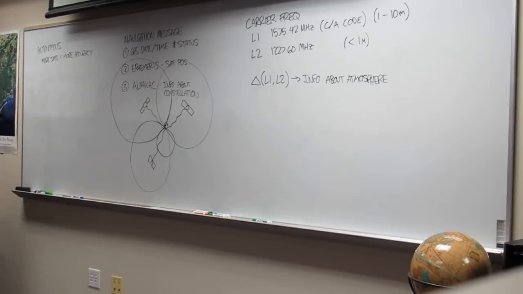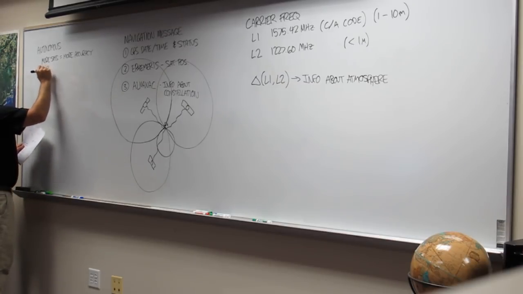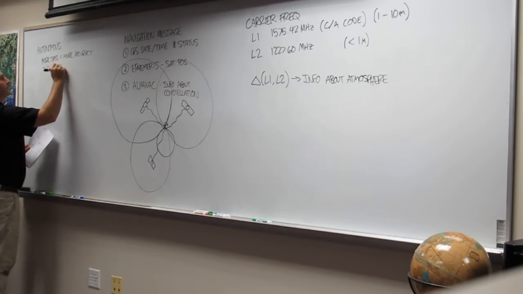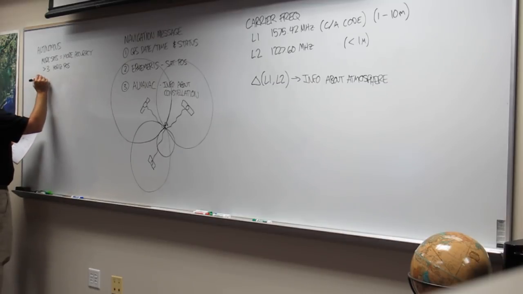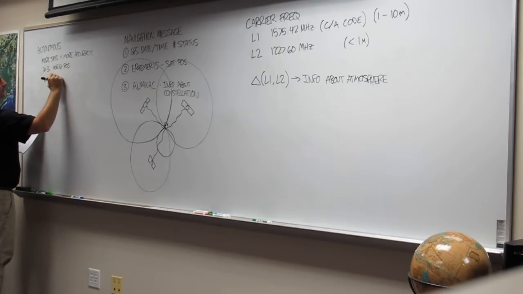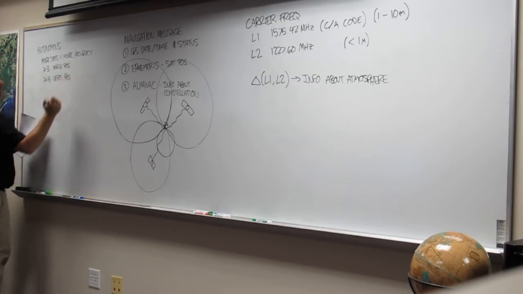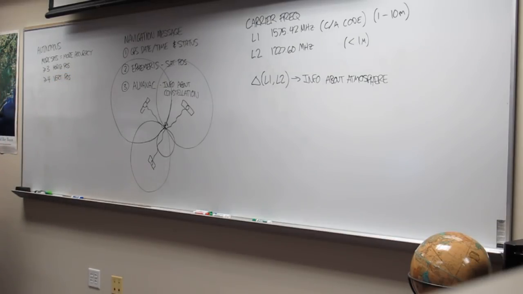More satellites equals more accuracy. Again, you need to have greater than 3 to get any horizontal position, and greater than or equal to 4 to get a vertical position. So the more satellites you have, the more accurate it is, but without at least 3, you will not have a horizontal position whatsoever. And without 4, you cannot get a vertical position. It's impossible.